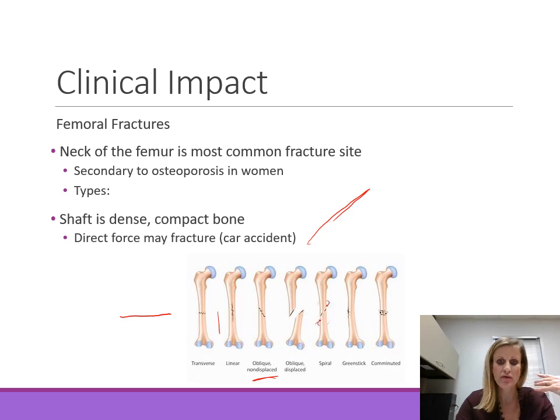Spiral fracture, spiraling around. A greenstick fracture on just the one side here. And then comminuted fracture is when, remember, the bone is broken into numerous pieces. So there are multiple small little fractures there that have broken the bone up into multiple little pieces.